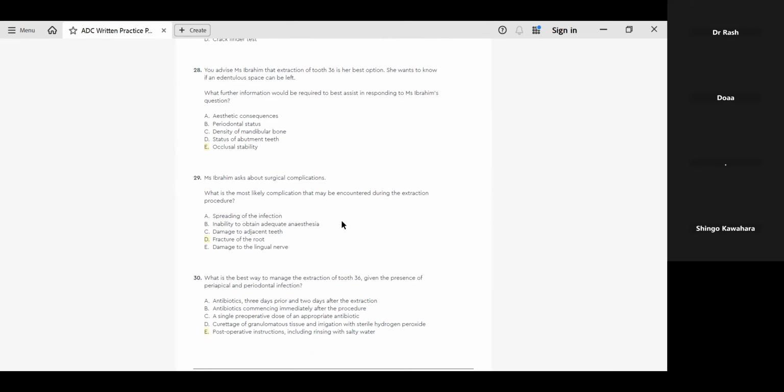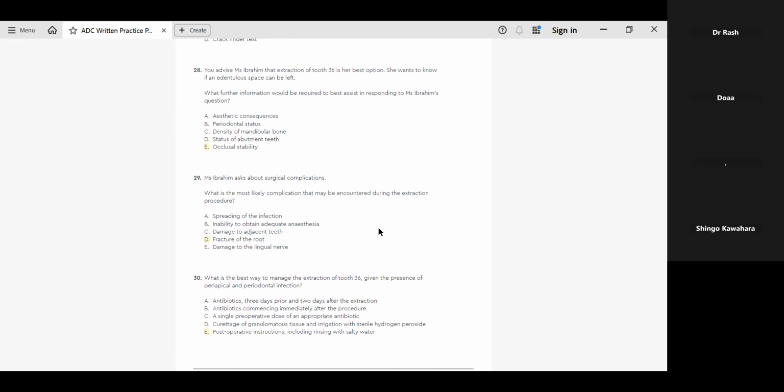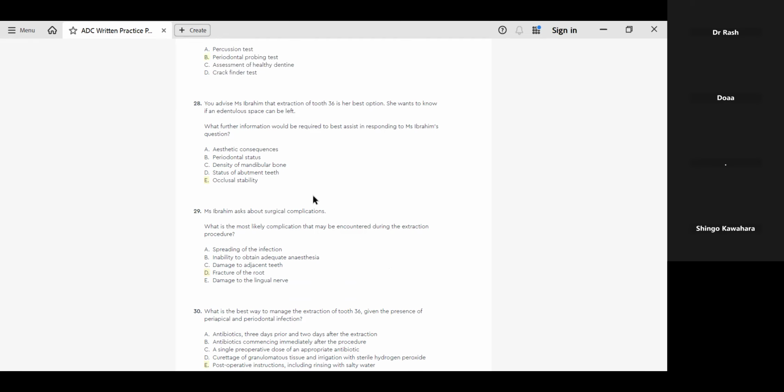Why not D? D for what? Which question? Please mention the question number as well. What is the best way to manage the extraction of tooth given the presence of periapical and periodontal infection? Post-operative instructions, including rinsing with salt water. A, B, C, and D are wrong. Why not D? Question 29. D is the answer. Inability to obtain adequate anesthesia.